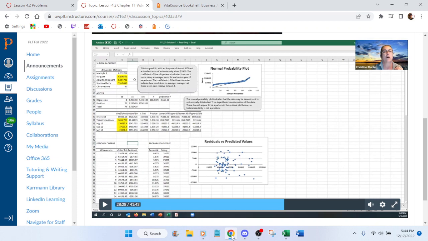The coefficient of years experience indicates how much more salary a manager earns for each extra year of experience. The coefficients of the 3 dummies indicate how much less on average the managers at these levels can earn relative to level 4.